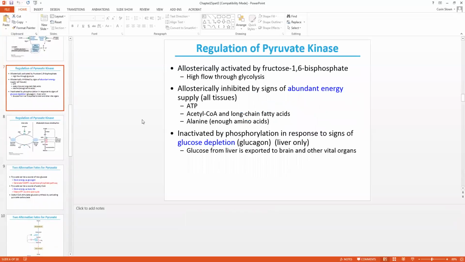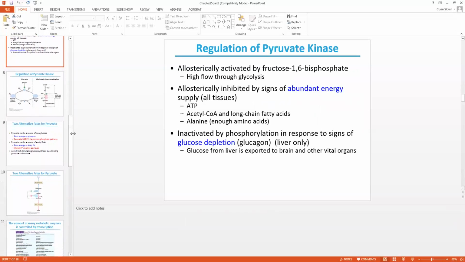So allosterically activated fructose 1,6-bisphosphate is a high flow through glycolysis. It's allosterically inhibited by signs of abundant energy supply. So if I have lots of ATP, if I have acetyl-CoA and long-chain fatty acids, or alanine, that tells me I have enough amino acids. It's going to be inactivated by phosphorylation in response to signs of glucose depletion. So if there's glucagon, in the liver only, glucose from the liver is exported to the brain and other vital organs.